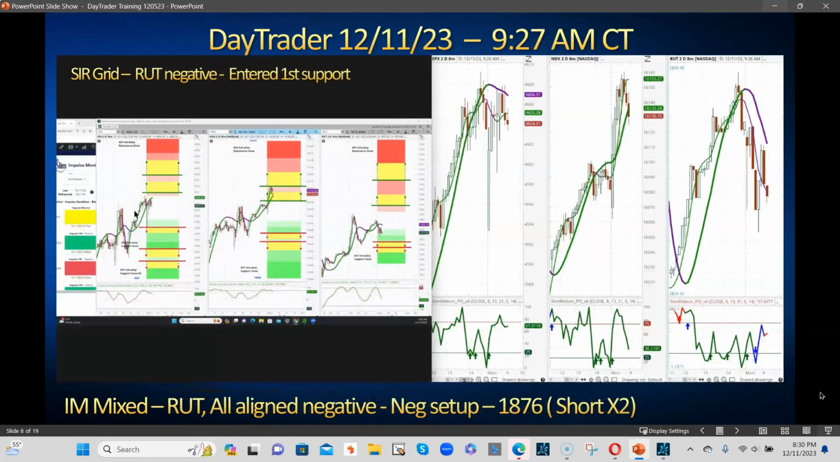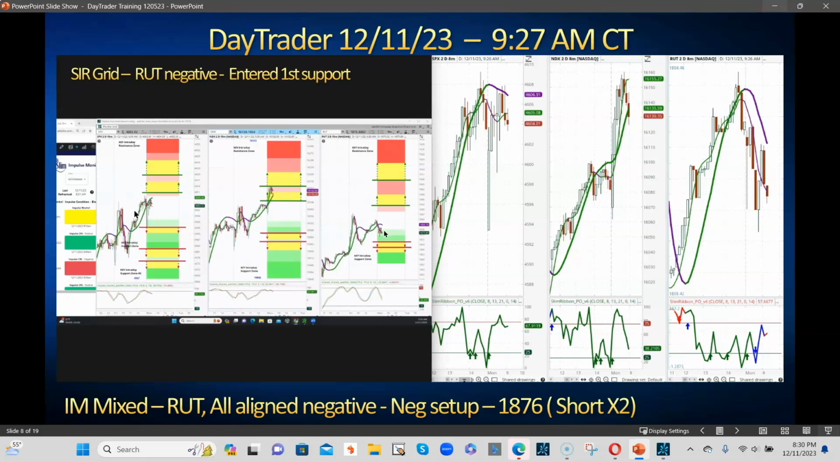Okay, so let's move on in here. So here we are. And you can see that we're in a condition again where the impulse monitor is mixed. The Russell has all aligned to the negative side. So this is a negative setup. These are moving down right over here. And right there, you can see that the slim ribbon PO has turned red on the bottom. It's a little hard to see that, so I'm explaining that to you. That says to me that, at this point, you can see the Russell's weak over here, and the weakest of all of the indexes. It's very clear looking at this here.